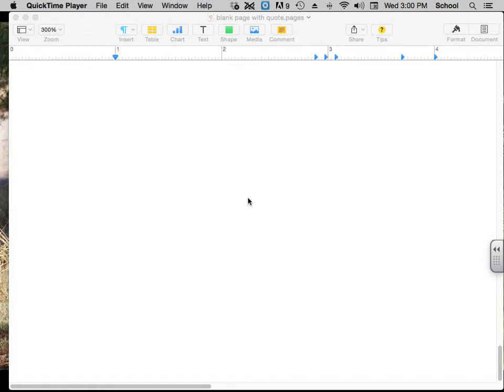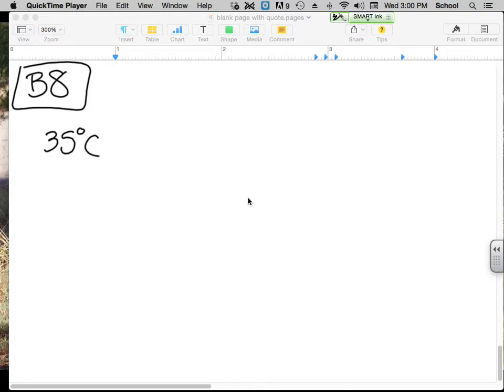Okay, so B8. We had a car. The engine is cooled by water. So you have the car and water starting off at 35 degrees, and the air temperature is 12 degrees.